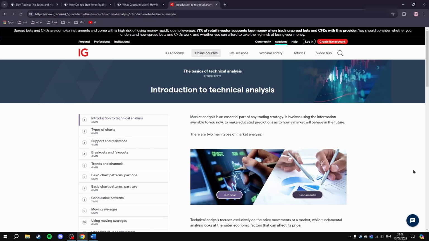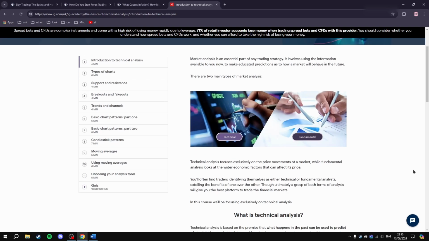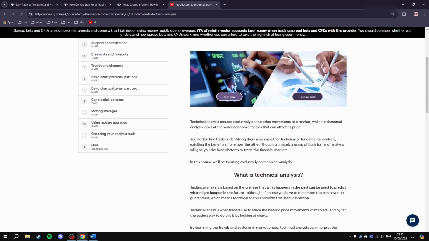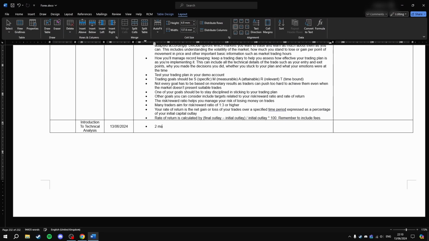Market analysis is an essential part of any trading strategy. It involves using the information available to you now to make educated predictions as to how a market will behave in the future. There are two main types of market analysis: technical and fundamental.